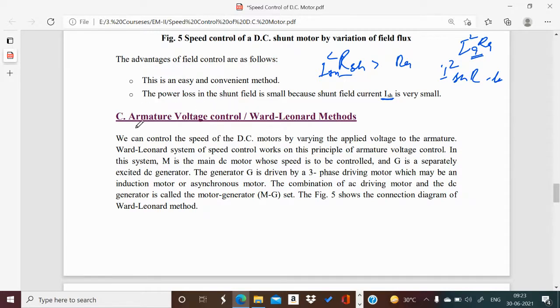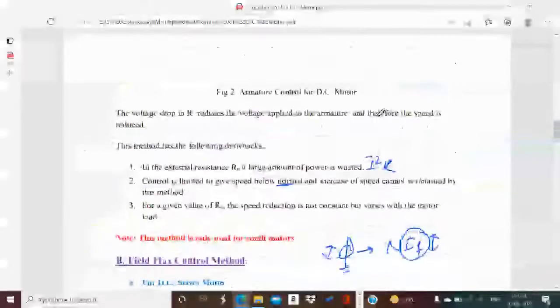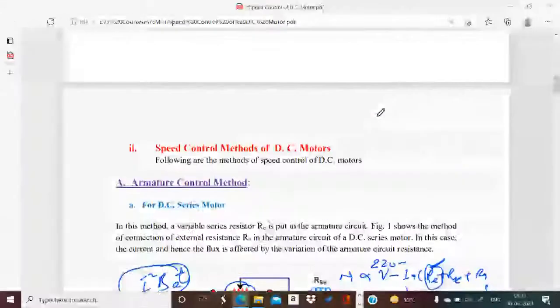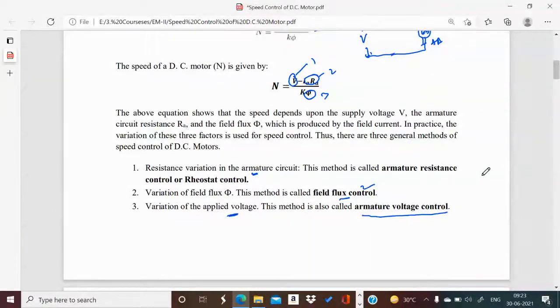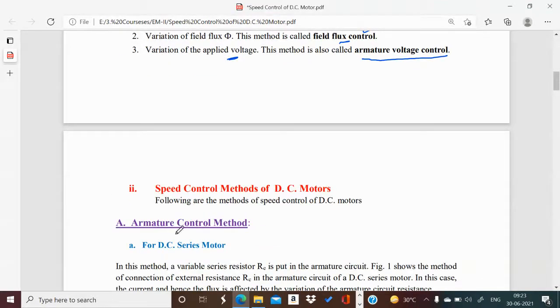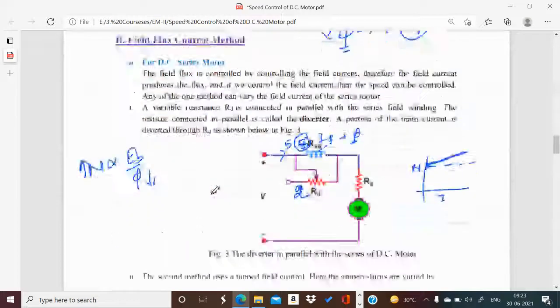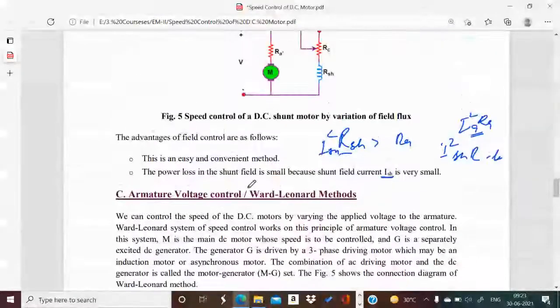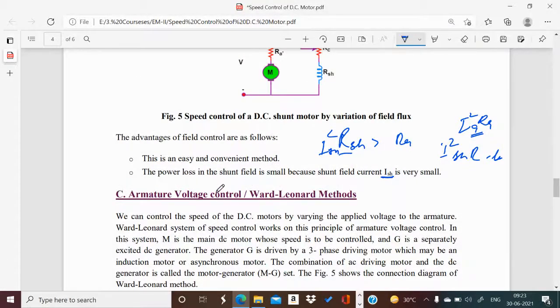But there will be a little bit of difference between armature voltage control and armature control. Don't confuse between these two terminologies. One is armature control, or we can say armature resistance control. Armature control means armature resistance, and armature voltage control means the Ward Leonard method.